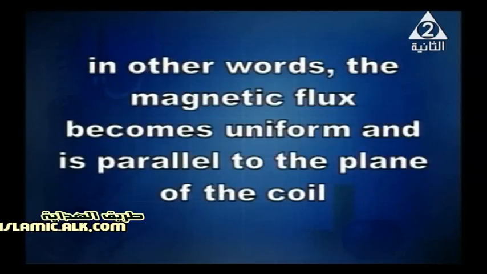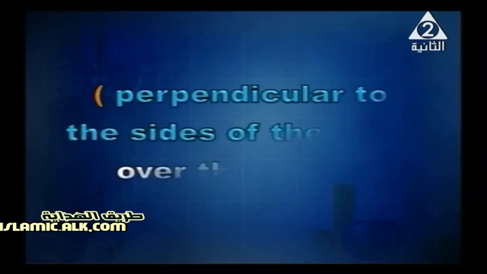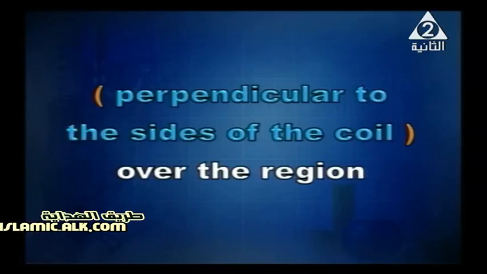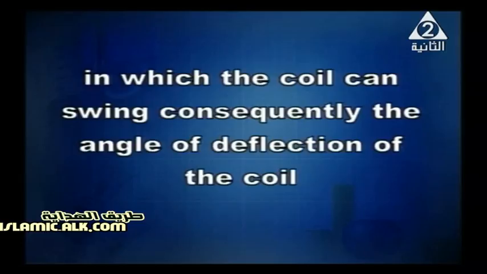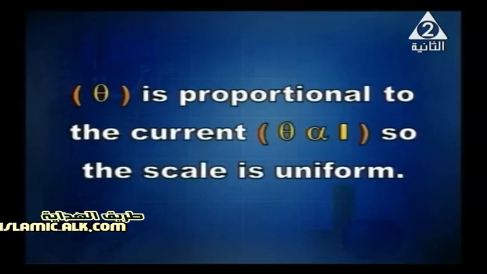In other words, the magnetic flux becomes uniform and it is parallel to the plane of the coil, perpendicular to the sides, over the region in which the coil can swing. Consequently, the angle of deflection of the coil, theta, will be proportional to the current, so the scale is uniform.